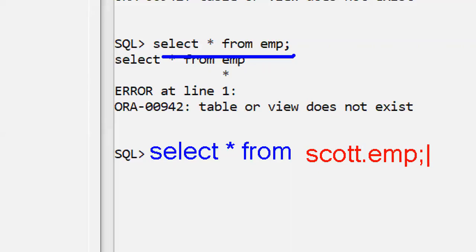That is a relational data rule. Whenever you give a permission in any relational database product in the world, one user giving a permission to another user, the grant is successful, but the username must be specified. You must specify that username before accessing Scott.emp: username dot object name, then only it works.